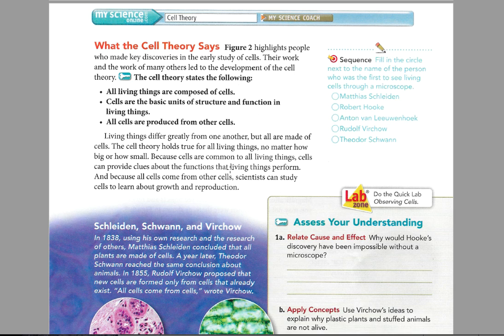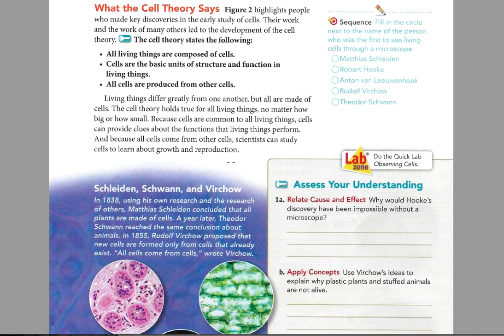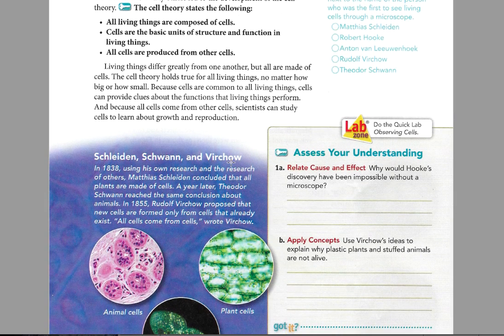Living things differ greatly from one another, but all are made of cells. The cell theory holds true for all living things, no matter how big or how small. Because cells are common to all living things, cells can provide clues about the functions that living things perform. And because all cells come from other cells, scientists can study cells to learn about growth and reproduction.